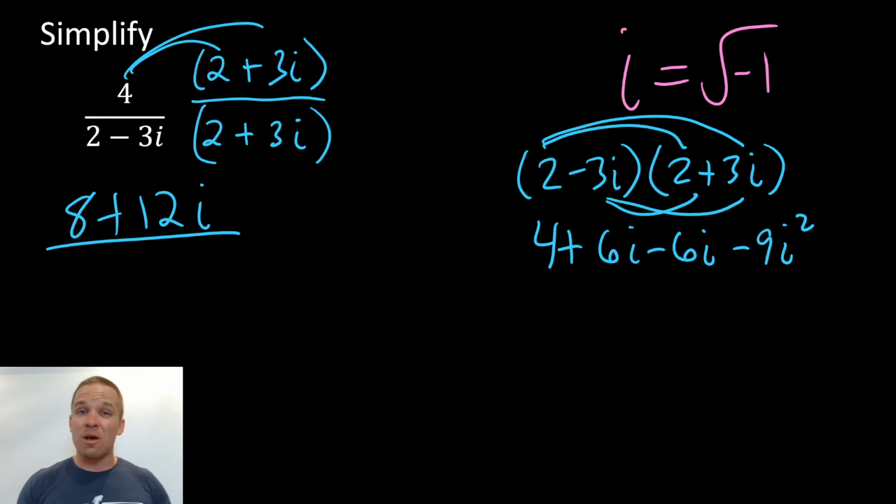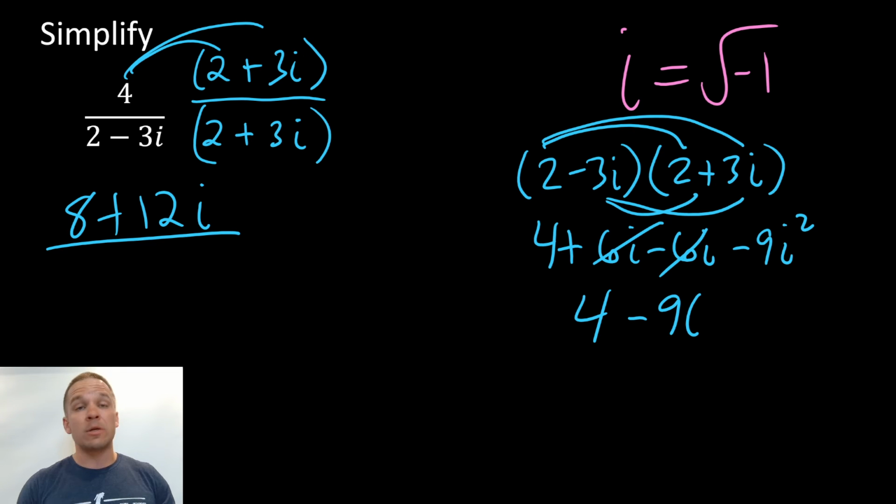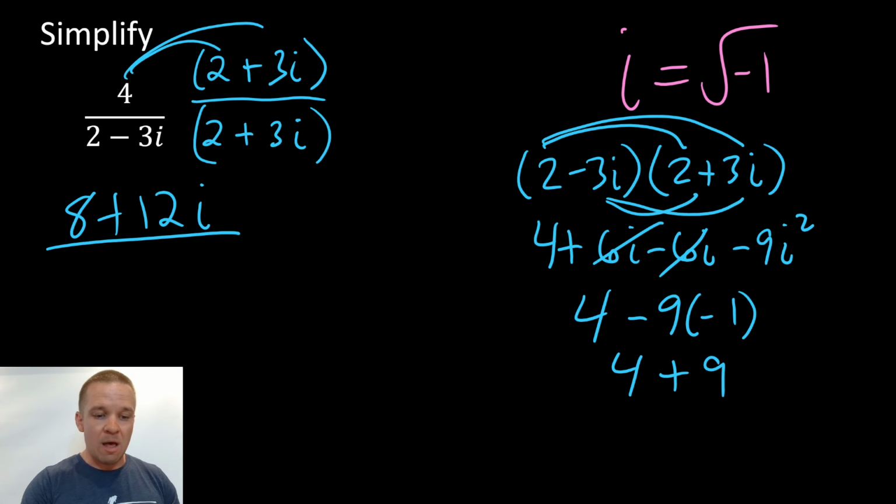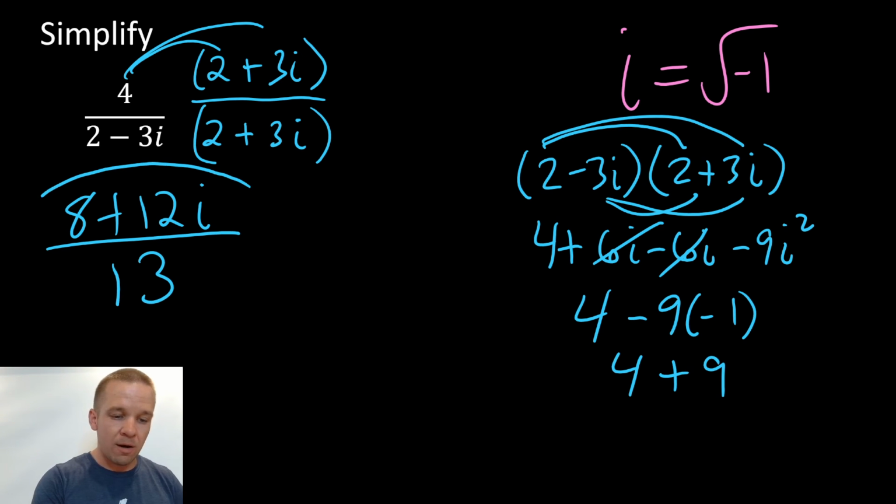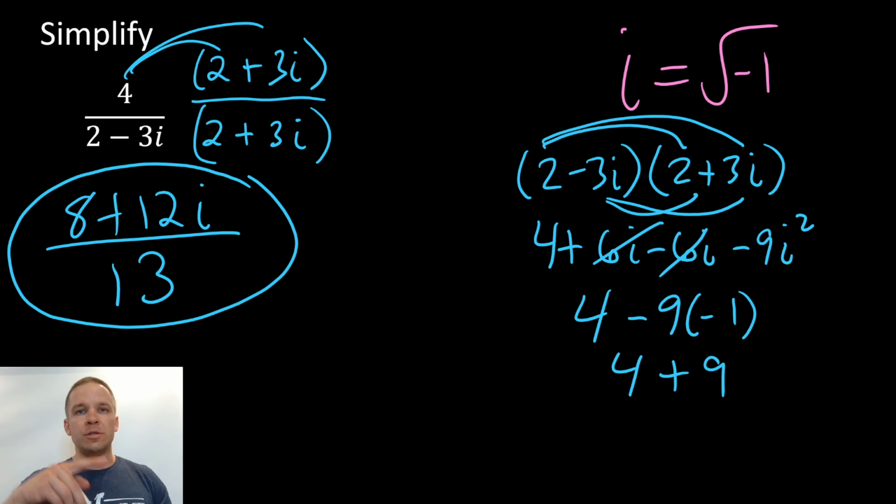And as you can see, what I was saying before is that the outer and the inner of FOIL, they're going to cancel out, right? Those are gone. And now I'm left with 4 minus 9 times i squared, which is -1. So I got 4 plus 9, which is 13. I'll pop that back into my problem over here. We are good to go. If those are all divisible by the same thing, then I need to simplify, but in this case they're not.